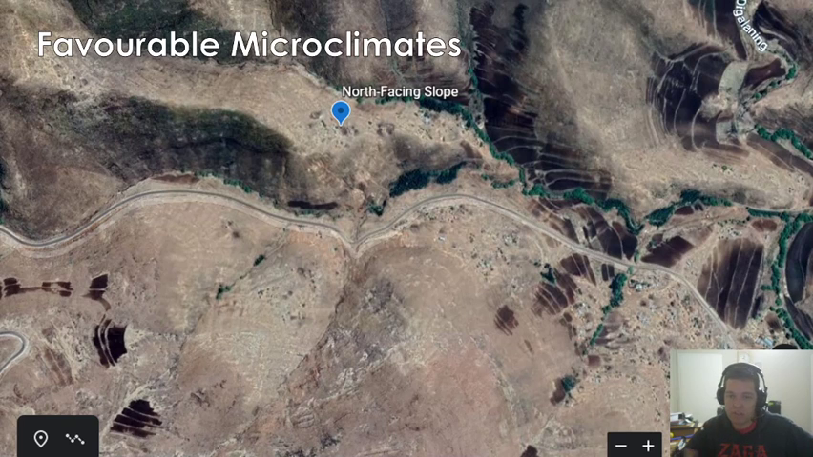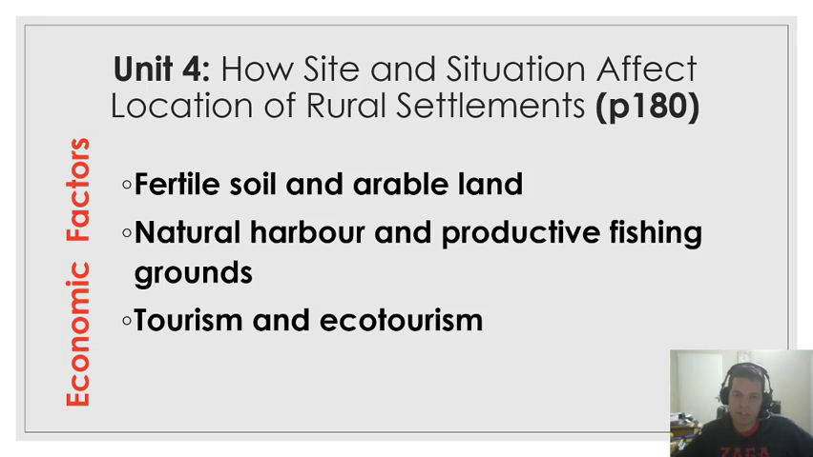Things like people would build where it's north facing to be warm. They'd build in the inversion layer so that they would be warm at night. They would also build in a place where it was sheltered from wind, because we do not want strong winds to cool us down or blow away or stop our crops from growing. So that's what we mean by favorable microclimates.